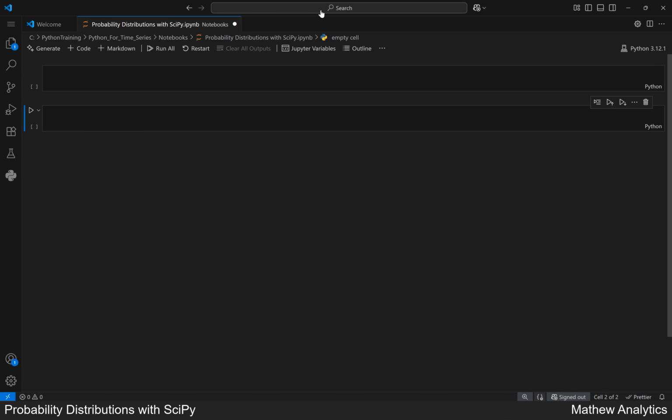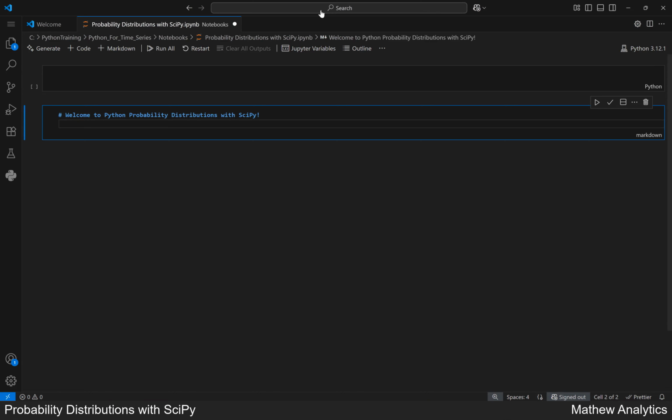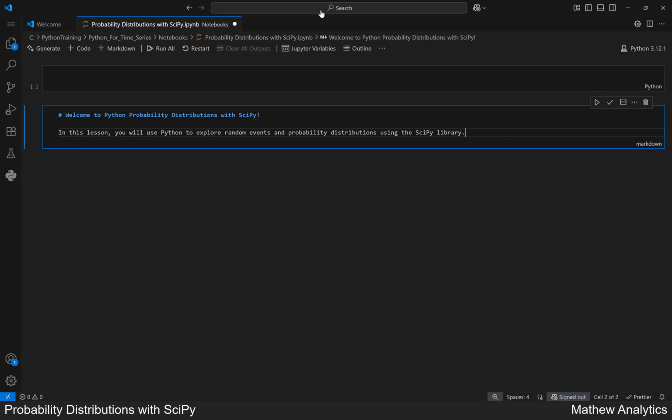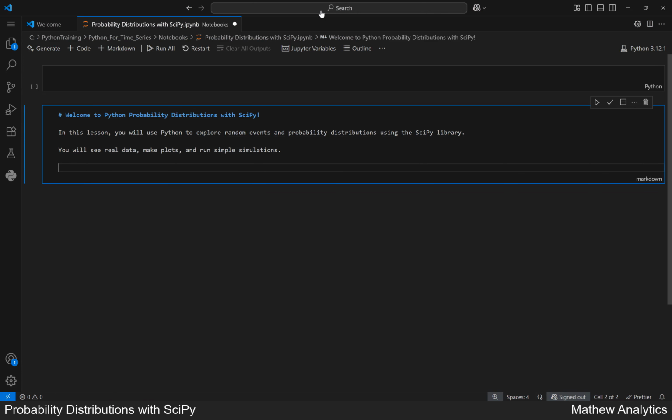Welcome to Python Probability Distributions with SciPy. In this lesson, you will use Python to explore random events and probability distributions using the SciPy library. You will see real data, make plots, and run simple simulations. Let us get started. Running the cell now.